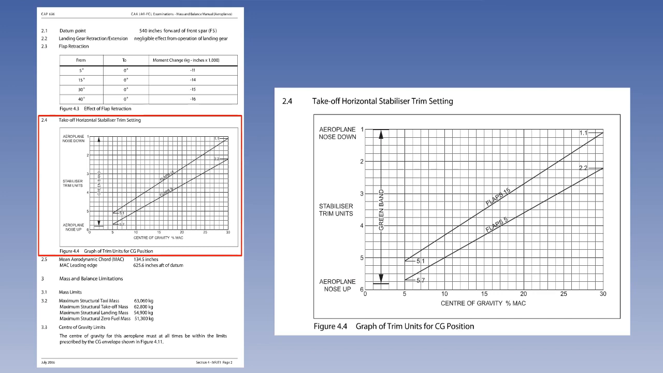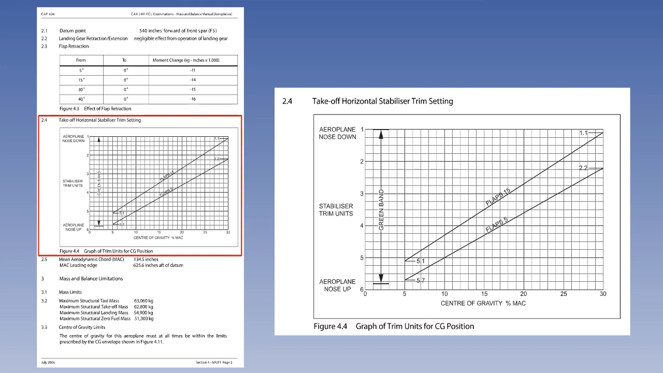The setting, known as stabilizer trim units, is set to allow the elevator sufficient authority during takeoff and the first stages of flight. It will enable the pilot to rotate the aeroplane on takeoff at the correct point and maintain control during the first stages of flight. Let us work through two examples, using the stabilizer trim setting graph.